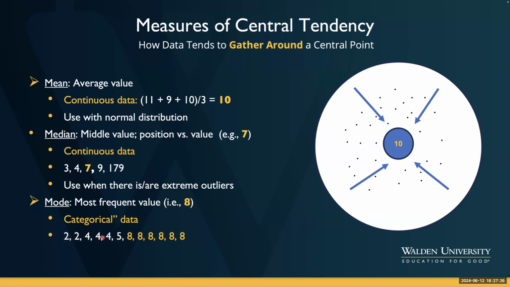2, 4, 5, and 8. Those are the 4 numbers that are in this distribution. The 2 only occurs twice. The 4 occurs 3 times. The 5 occurs once. The 8 occurred 8 times. So 8 individuals perhaps responded as an 8. That is the most frequent value, and that would be the mode, okay? So here you have things like the mean, median, and mode.